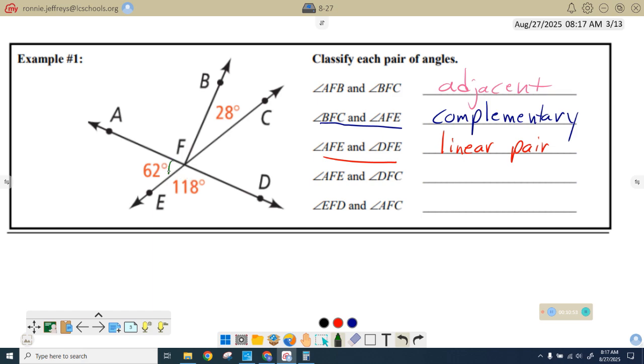AFE, DFC. Now, granted, this FB ray is kind of in the way, but just look at these two angles. What do they kind of look like from our vocabulary earlier? Vertical, yeah.